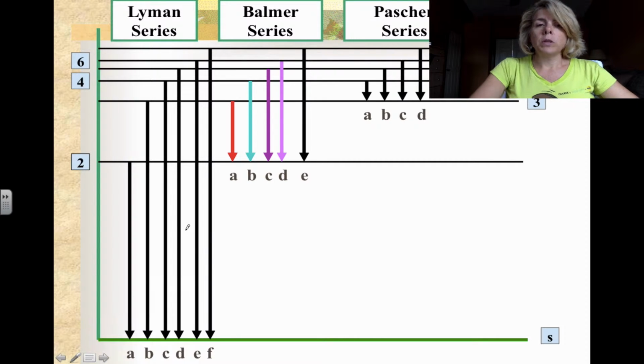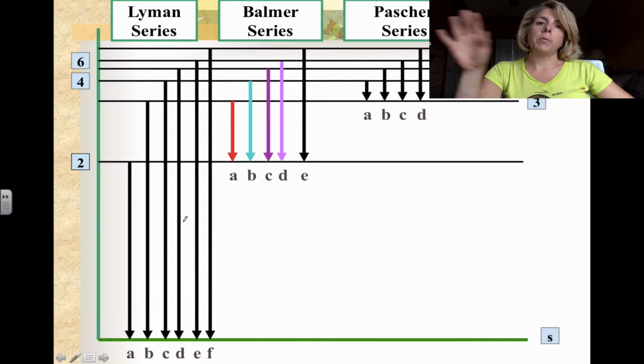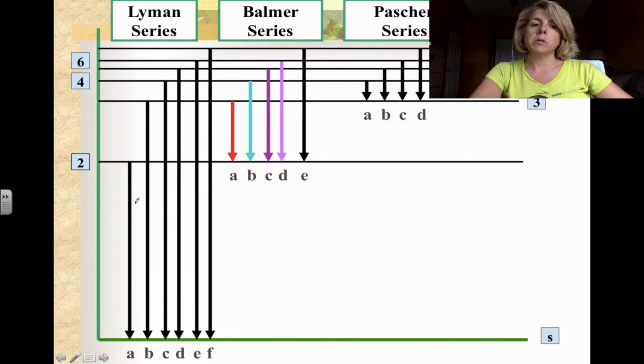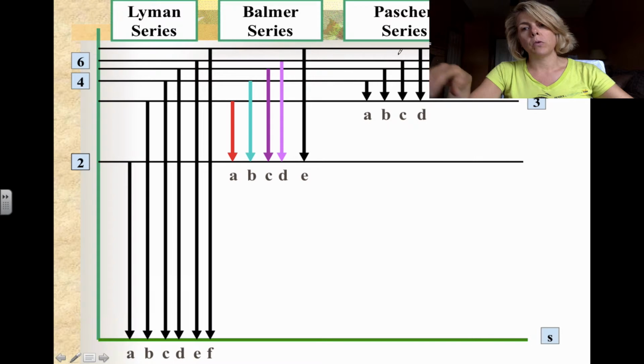Like I said, you will need to know the difference between Lyman, Balmer, and Paschen. Remember, Lyman is ultraviolet, Balmer is visible, and Paschen is infrared. For Lyman, we're talking about the first energy level going from 2 to energy level 1, all the way up to infinity. Balmer, we're going from energy level 3 down to only energy level 2, all the way up to infinity. And then Paschen, we're talking about energy level 4 down to energy level 3, all the way up to infinity.